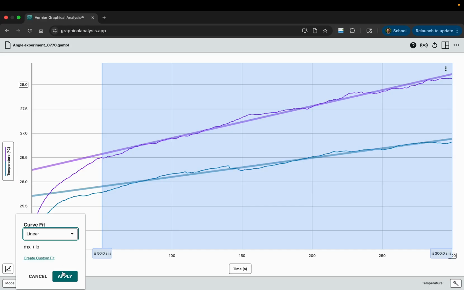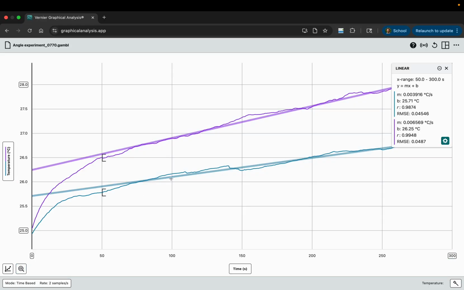And now look at my purple and blue lines. They match up with the data a lot better. And so these slopes, 0.0039 and 0.0065, may be a more accurate representation of my data than the original ones when I was using the whole data set. So I might record those values and say in my notes, from 50 to 300 seconds, the slope was so much.